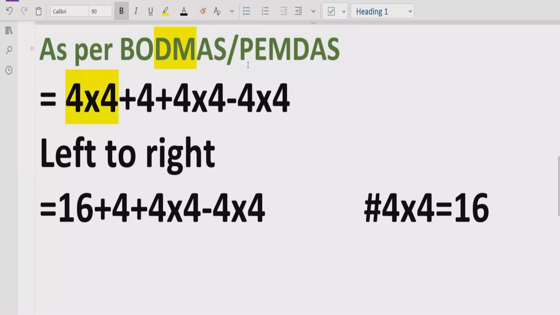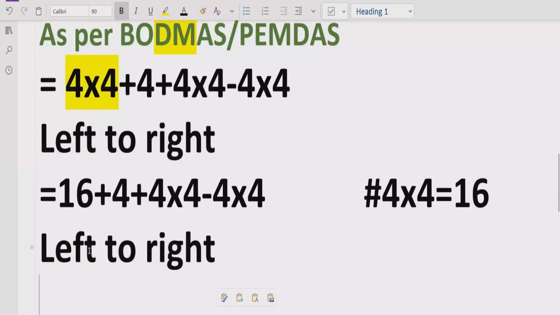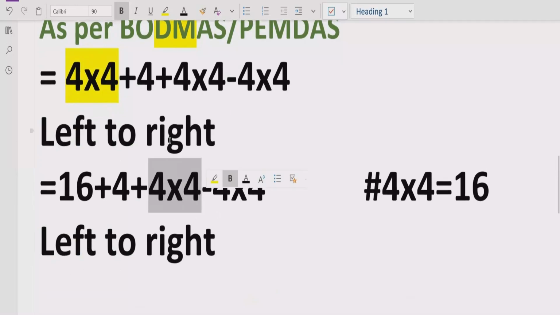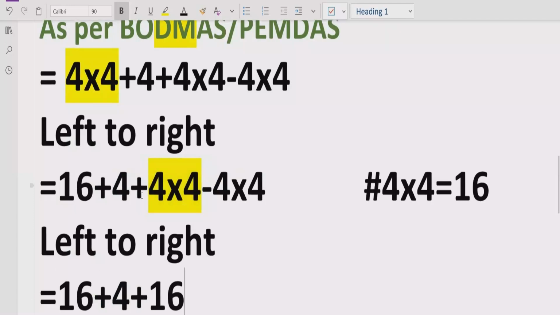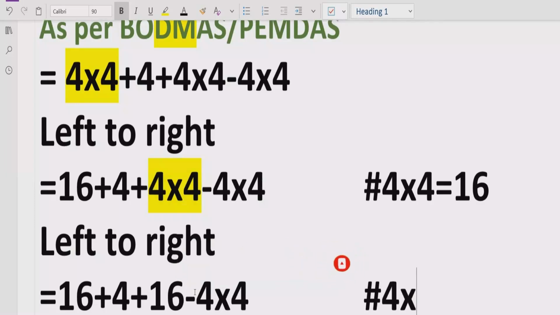Okay. Now again, we have to move forward left to right, and again find out multiplication and division. So now we have this other multiplication, 4 multiplied by 4 equals 16, and other parts we will write as it is. Here we will give the reference: 4 multiplied by 4 equals 16.